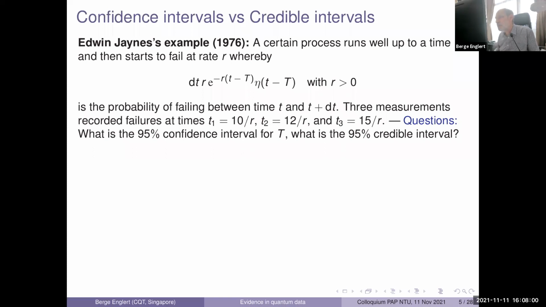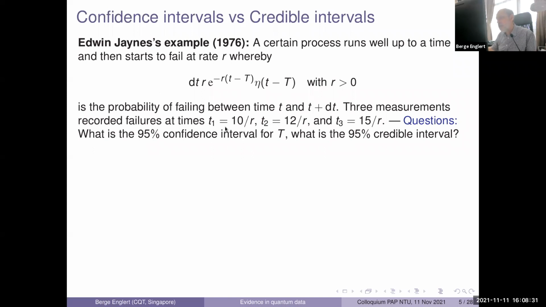There's a certain process that runs well up to a time capital T and then starts to fail at a rate R. The probability that the failure occurs between t and t plus dt is given by R times e to the minus R times (t minus T) dt, with a step function that says that it runs okay up to time T, and then failure sets in. And we want to estimate the capital T from the data.